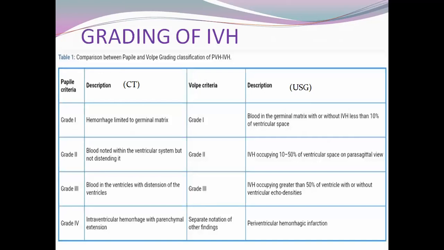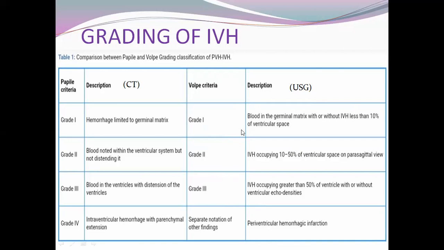So coming to grading, there are two systems. The older one was Papile criteria, which was basically for CT-based imaging, and which has been extrapolated to all ultrasound also. The latest one is the Volpe criteria, which is mainly for ultrasound. So in Volpe's criteria, we have grade 1, grade 2, grade 3, and PVHI.